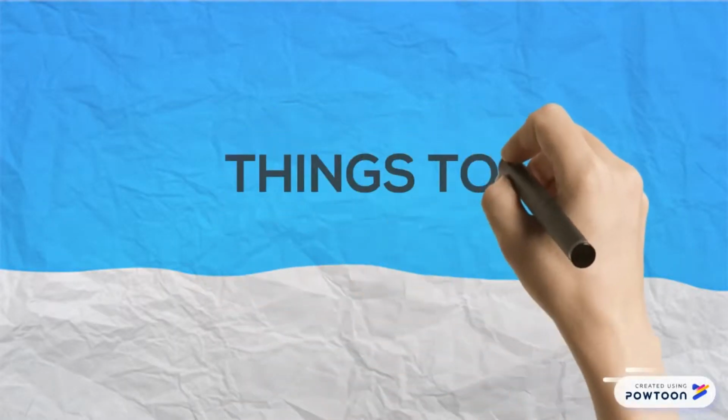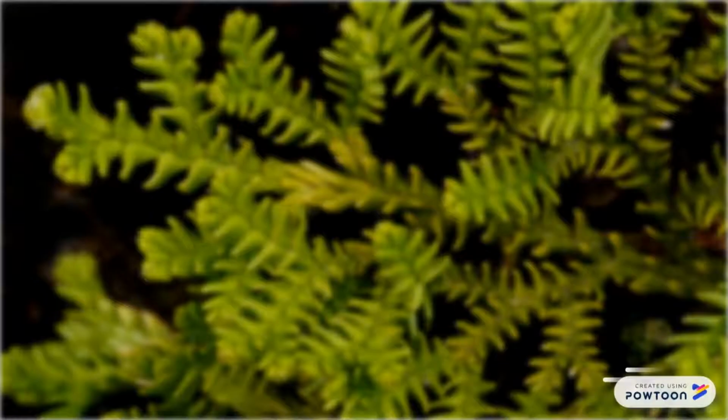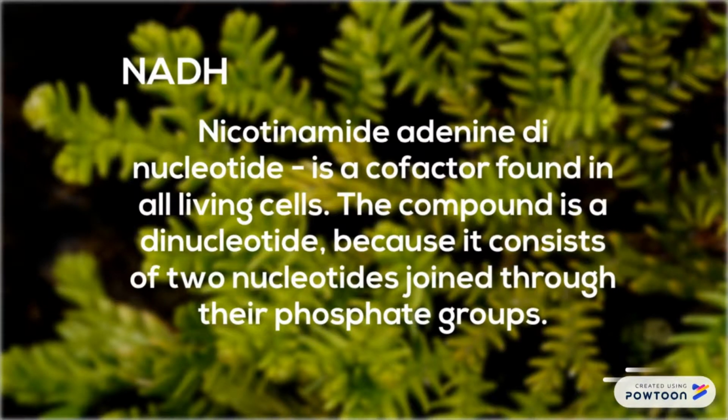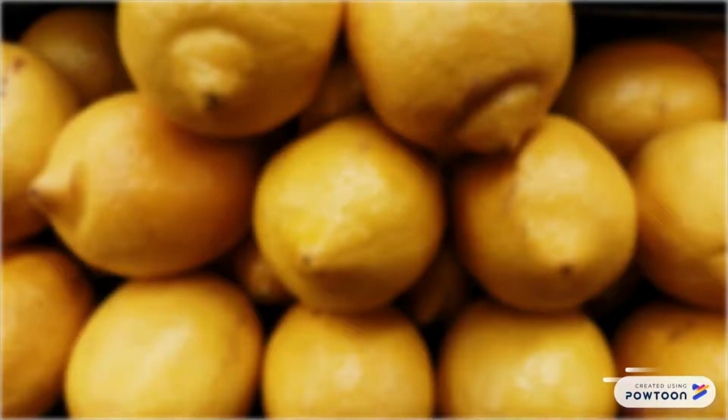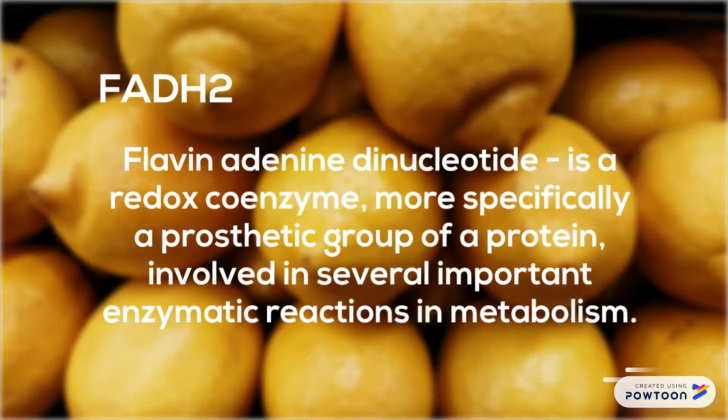Things to know: NADH, nicotinamide adenine dinucleotide, is a cofactor found in all living cells. The compound is a dinucleotide because it consists of two nucleotides joined through their phosphate groups. FADH2, flavin adenine dinucleotide, is a redox coenzyme, more specifically a prosthetic group of protein, involved in several important enzymatic reactions in metabolism.